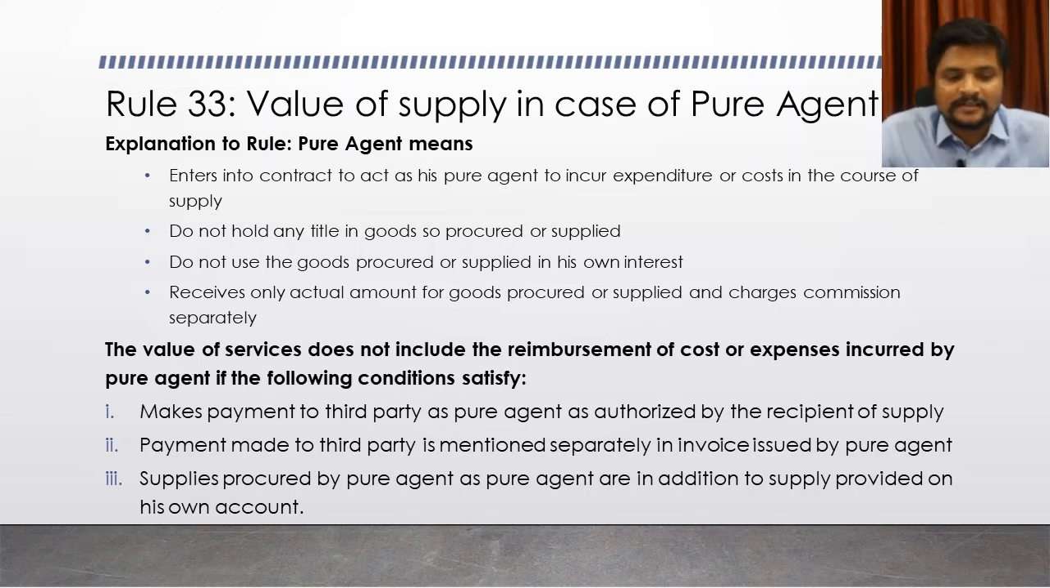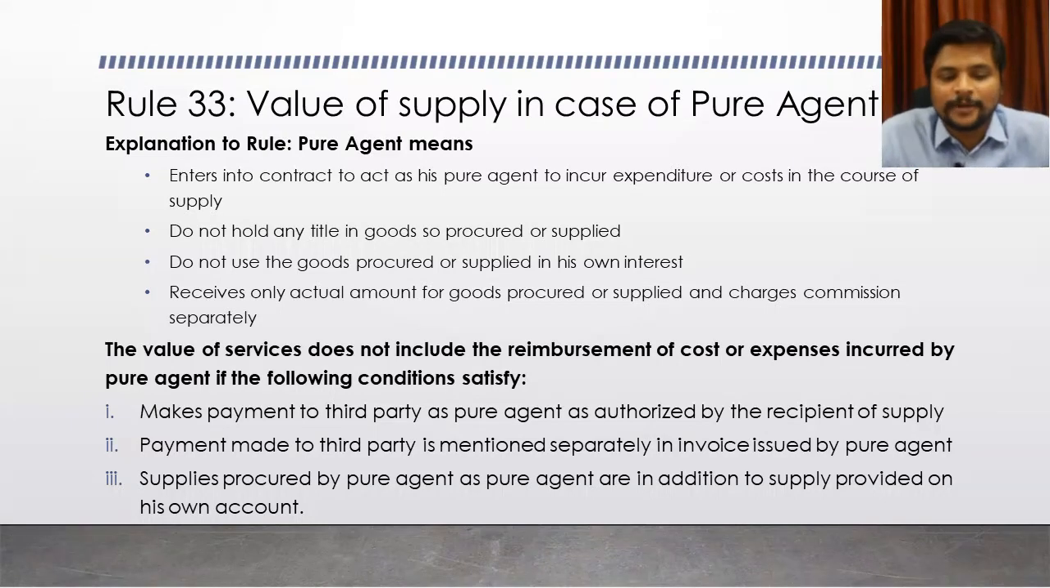That is one. Second, the payment made to the third party is mentioned separately in the invoice issued by the pure agent. See, the pure agent has made the payment, and that is separately mentioned in the invoice: based on your request, I have made this payment, so this is a pure reimbursement for me. That is to be separately mentioned in the invoice.